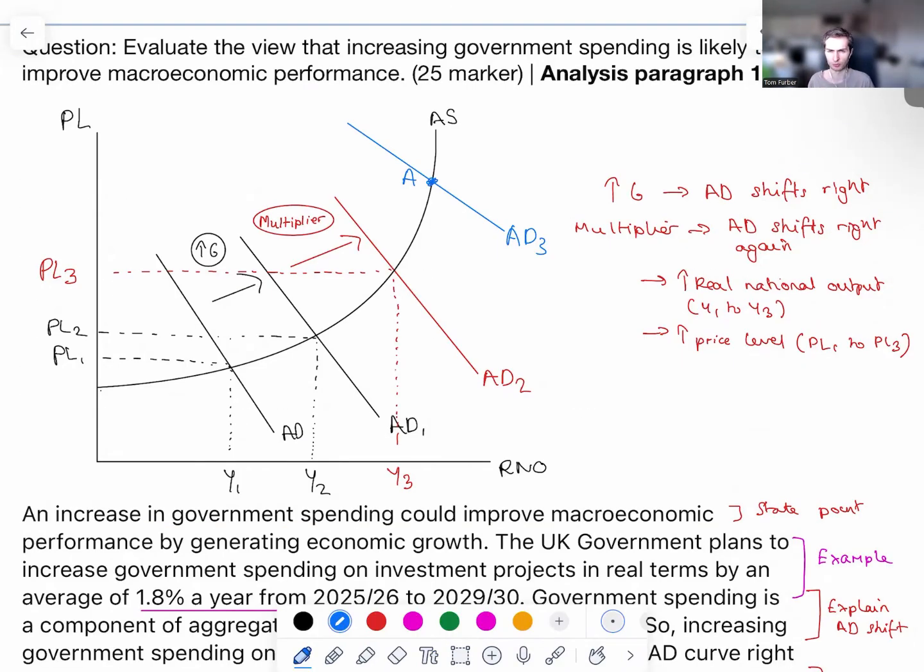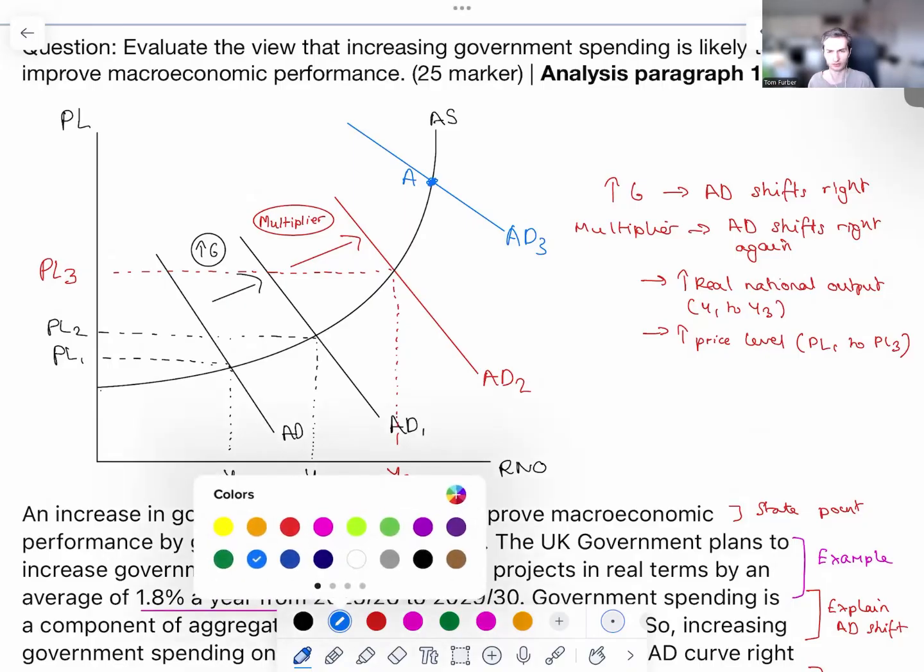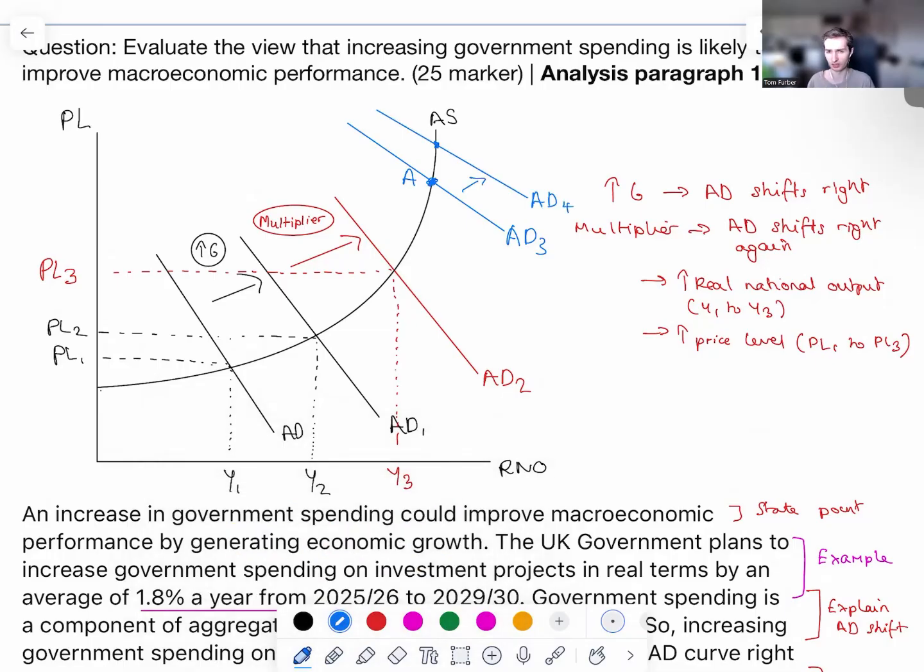How can we evaluate this point? Well, we could consider where the economy is on the Keynesian AS curve. And you can imagine the economy could be on this point here, point A, where this AD curve is really high and we're nearly at full employment level of output. What would happen if AD shifts right in that case? Well, if AD shifts right from AD3 to this new AD curve AD4, then there wouldn't be much of an increase in real national output, and there'd just be higher inflation.